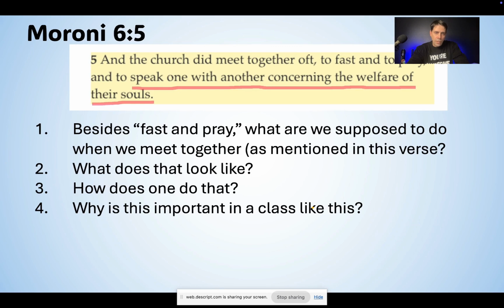What are we going to do when we come into class and you sit down and we're just waiting for the rest of class to come? We're going to talk to each other. We're going to care for each other.